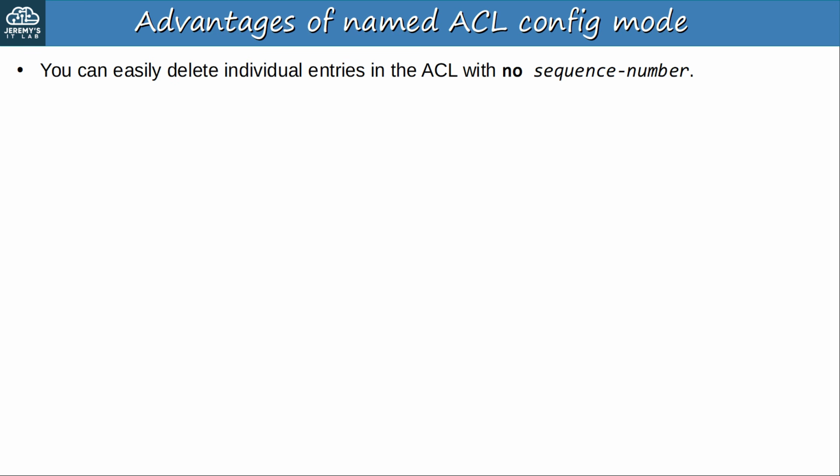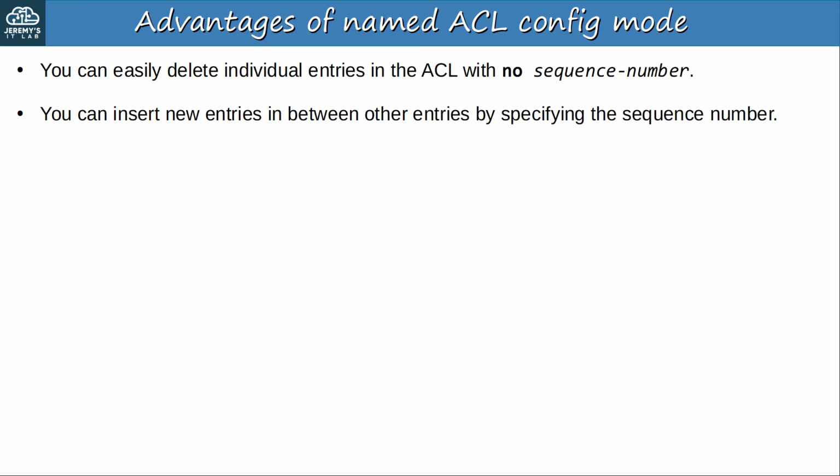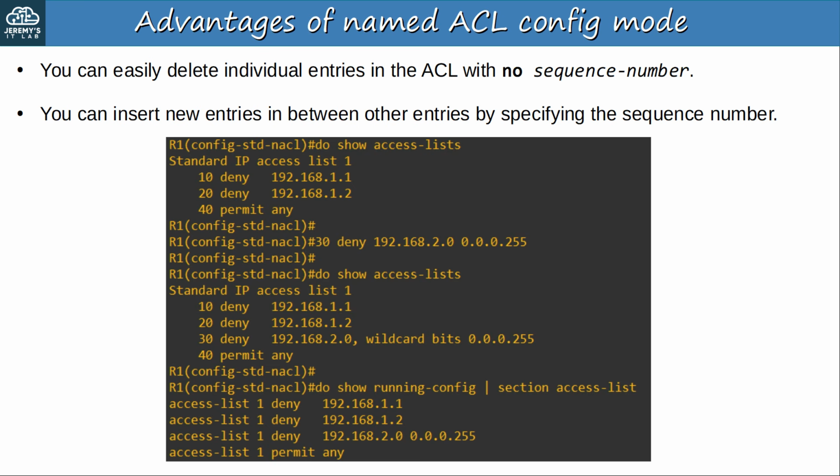You can delete individual entries with no, followed by the entry number. Here's another advantage. You can insert new entries in between other entries by specifying the sequence number. When configuring an ACL from global config mode, you can't specify the sequence number. The entry is simply added to the end of the ACL, and the sequence number is automatically set to 10 higher than the current highest sequence number. However, from named ACL config mode, you can set the sequence number, so you can insert new entries in the middle of an ACL. Let's take a look.